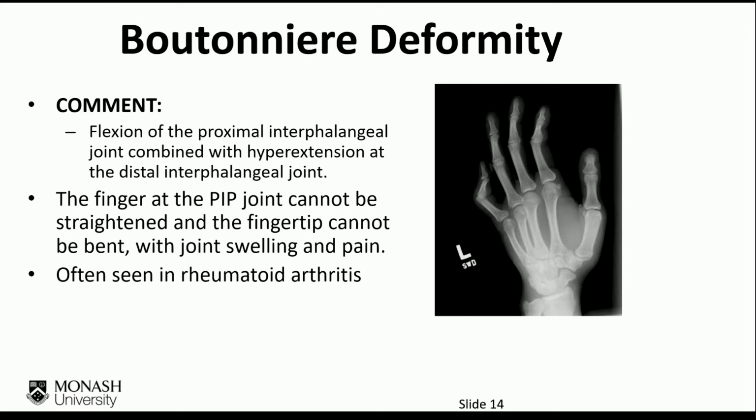A Boutonnière's deformity is a flexion of the proximal interphalangeal joint, and this is combined with a hyperextension of the distal interphalangeal joint. The finger at the proximal interphalangeal joint can't straighten, and the fingertip can't be bent, and this results in joint swelling and pain. It's also quite often seen in patients with rheumatoid arthritis.